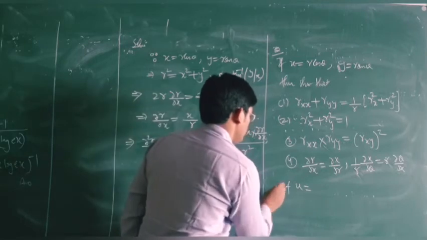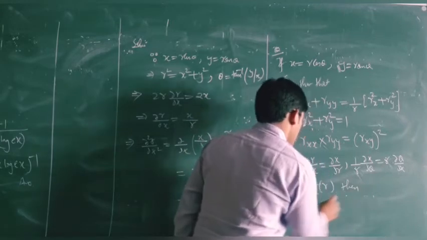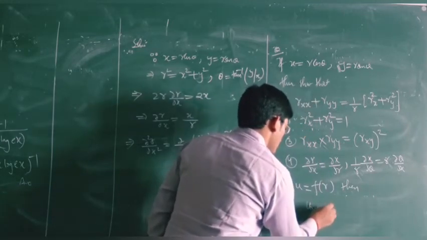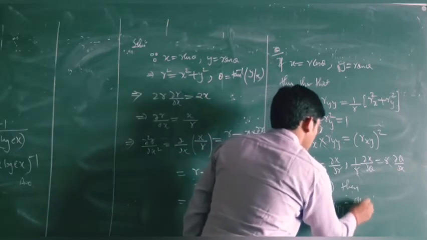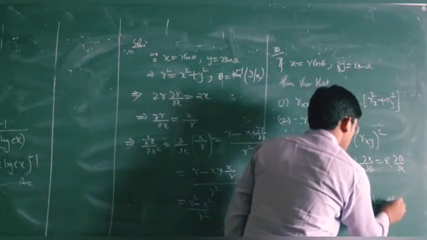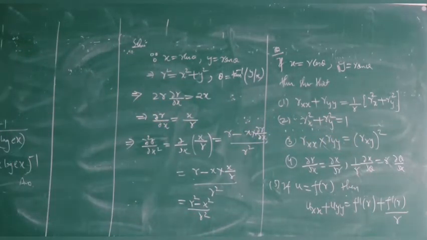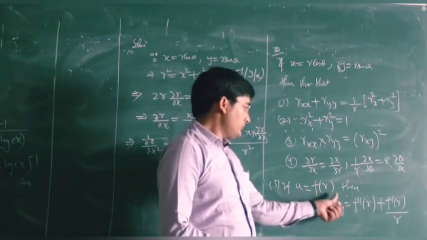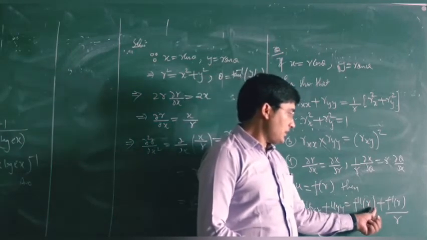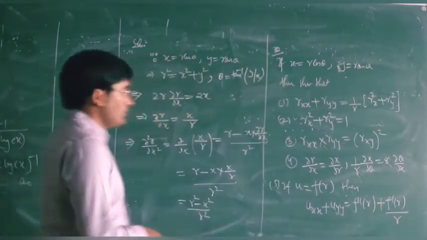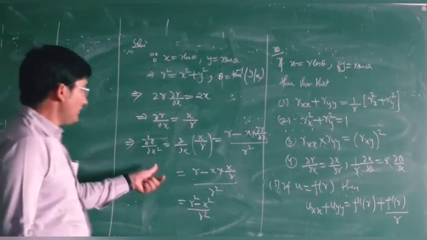if u is a function of r, then show that u double x plus u double y equal to f double dash r plus f dash r upon r. So if u is a function of r, then prove that this u double x plus u double y equal to f double dash r plus f dash r upon r. So we have the value of del 2 r upon del x2.